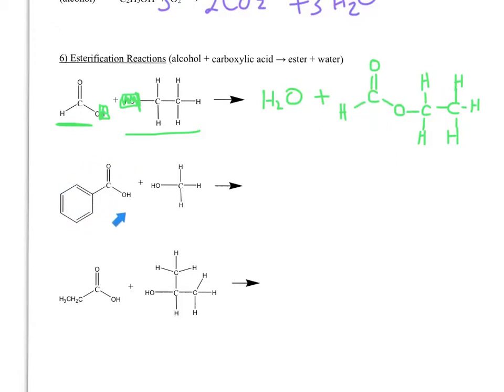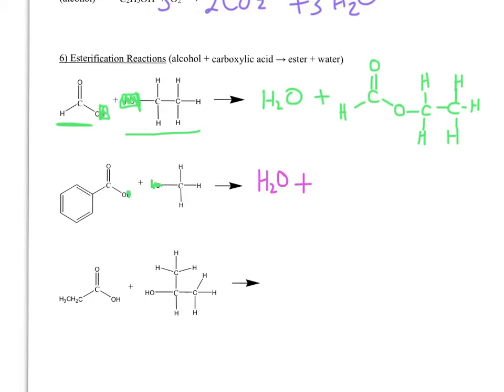Now, the next one looks kind of scary, right? This is a pretty big molecule. Don't let that intimidate you. All you care about is this part right here. C double bond O and an OH, that tells us it's a carboxylic acid. This one, that's an alcohol. So I see carboxylic acid and alcohol, that's an esterification reaction. So I remove this hydrogen here, this OH right here, and that gives me water. And then I link the rest.